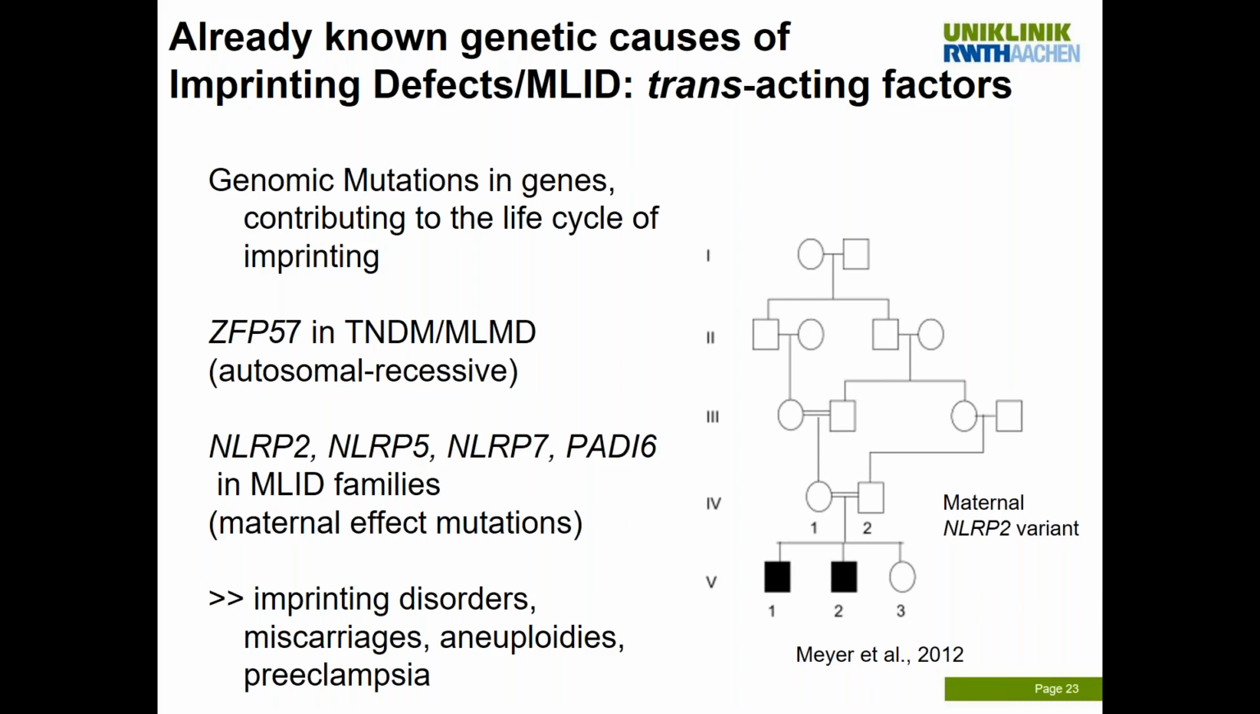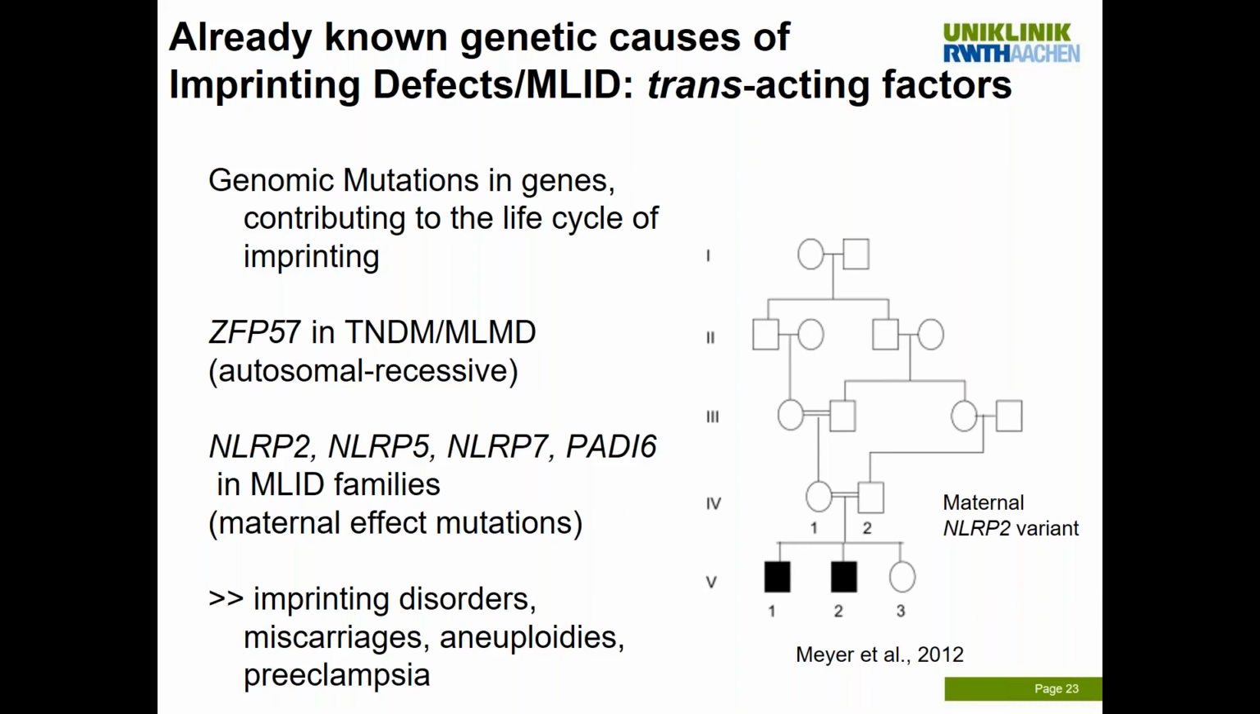Then other groups have shown that the factors of the subcortical maternal complex in the early oocytes might be responsible for an aberrant methylation. These mutations are called maternal effect mutations. It was a group from Esther Meyer and Eamonn Maher who reported for the first time that maternal effect mutations in these genes, responsible for the maintenance of methylation in the early oocyte, might cause an aberrant methylation pattern in the offspring.